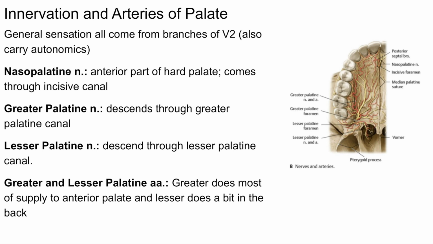And the anterior hard palate is going to be your nasopalatine nerve through the incisive canal. Most of the palate is going to be your greater palatine nerve. Posterior and soft palate will be your lesser palatine nerve. Arteries are going to be following that same distribution, and autonomics are going to be hitchhiking on V2 from cranial nerve 7. I know I've said that a million times by now, but seriously, this will show up on the exam.